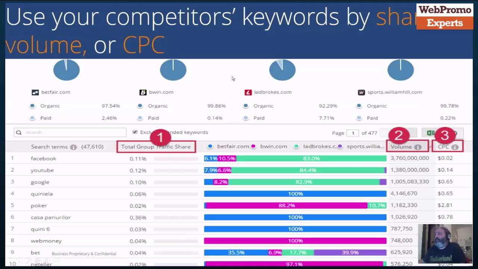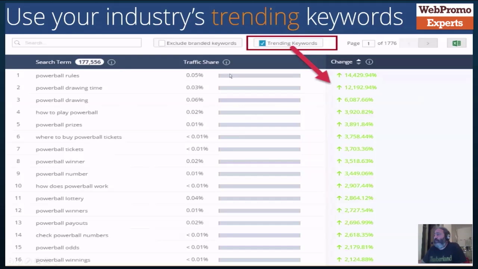Something else we can do is look at the industry keywords. This is from the industry analysis, and we're looking at all the keywords, in this case for gambling websites worldwide. We can sort by change, basically looking for what's trending now. We have time ranges from the last 28 days all the way to 2 years of history. If you're looking for trends, you want either the last month or the last 28 days.